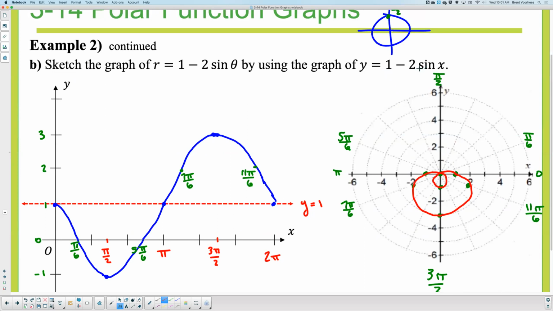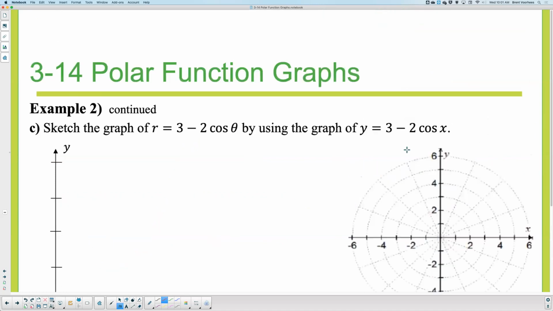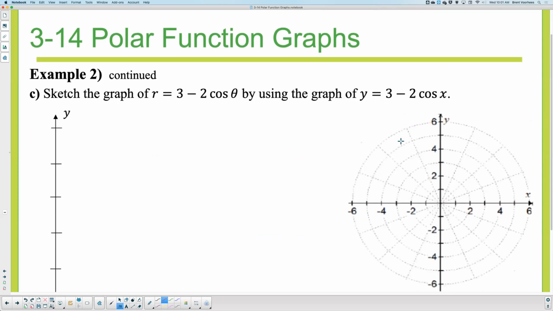On this one, is the sine number bigger or smaller? If the sine or cosine value, for whatever equation it is, ignore the negative, that's telling you direction, is bigger than the constant, then you have an inner loop. If the sine or cosine is bigger, you have an inner loop. This one, what do you notice is different this time? It's bigger. We're going to see it doesn't actually have an inner loop. It's going to be a little different, but it's still going to be called a limacon.